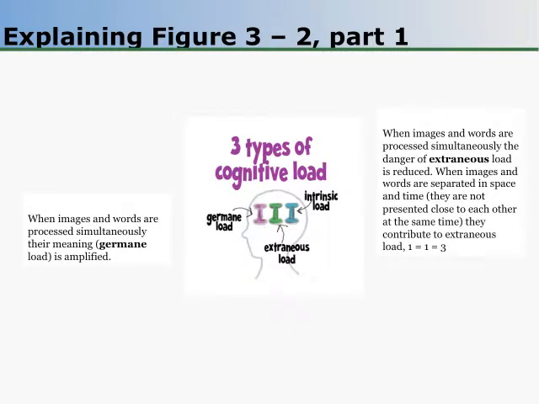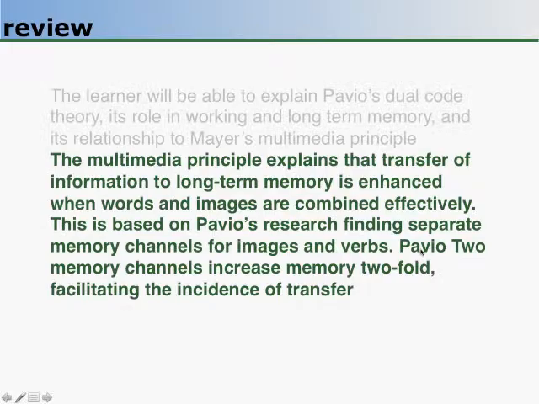When images and words are processed simultaneously, the danger of extraneous load is reduced. And that's the whole idea of separating words in space and time from the images. It just creates confusion because you have 1 plus 1. Instead of it equaling 1, which is one message, it ends up meaning a third entirely unanticipated message.